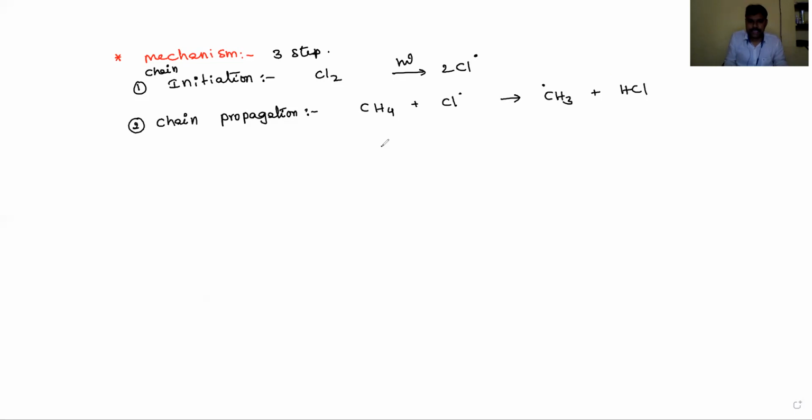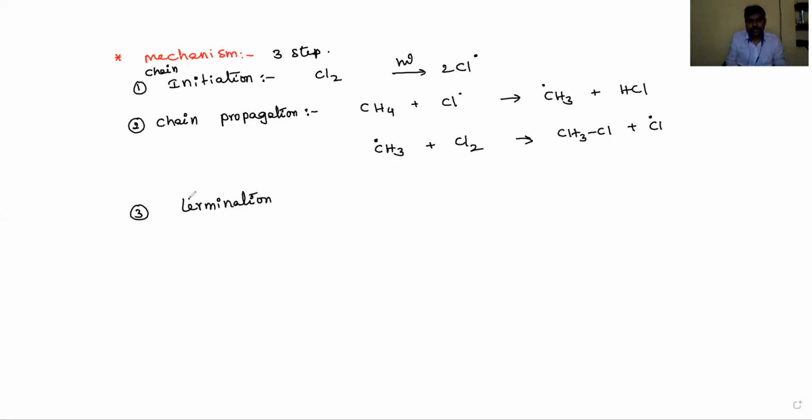Again, this CH3 free radical reacts with chlorine to produce CH3-Cl, the neutral product, and a new free radical is formed. This step will be continuous, and that is called the propagation step. And the termination reaction, or chain end reaction, is called the termination step.